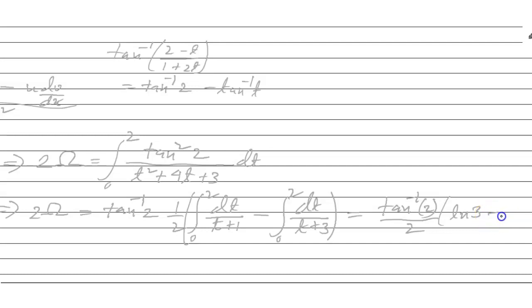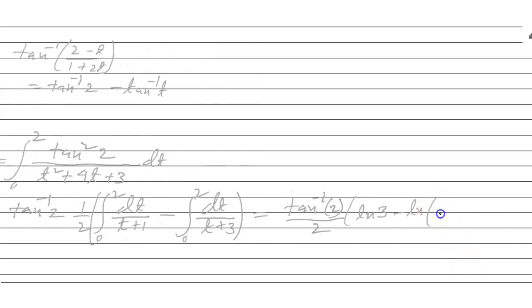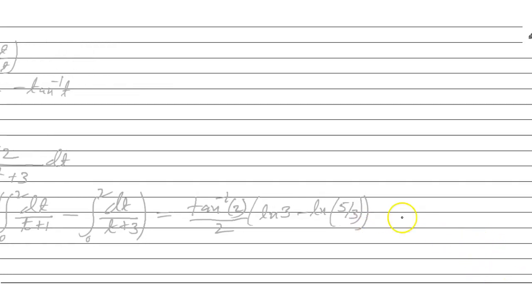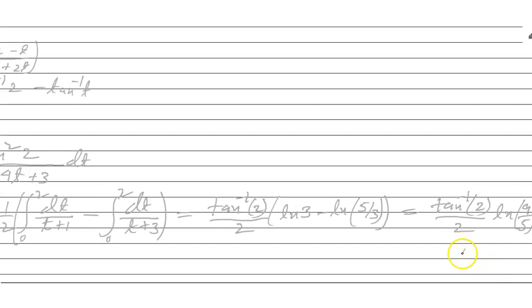ln 3 minus ln half by 3, and after that it can be written tan inverse 2 divided by 2 ln 9 by 5. So this is my answer.